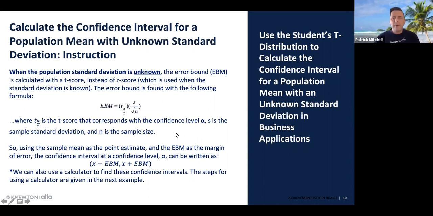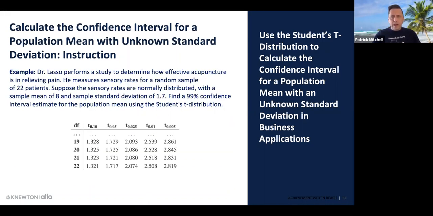So using the sample mean as the point estimate and the EBM as the margin of error, the confidence interval at a confidence level alpha can be written like this. Now there are different ways to find these confidence intervals. You can use a graphing calculator to basically find the entire interval. I'll show that to you here in just a minute in case you are using a graphing calculator. I'm also going to show you a couple of other ways that I do it.